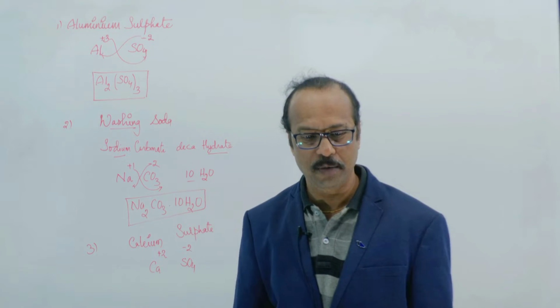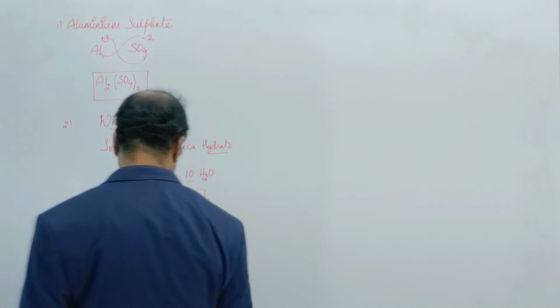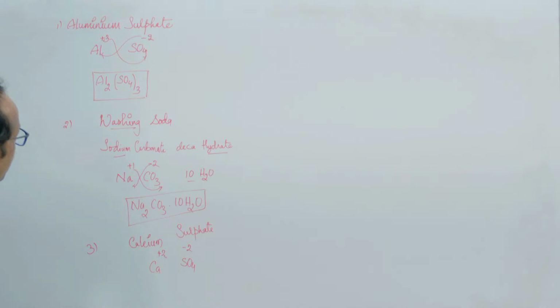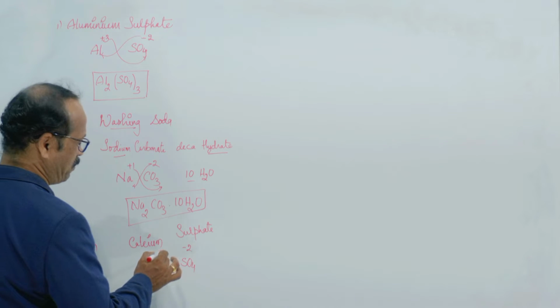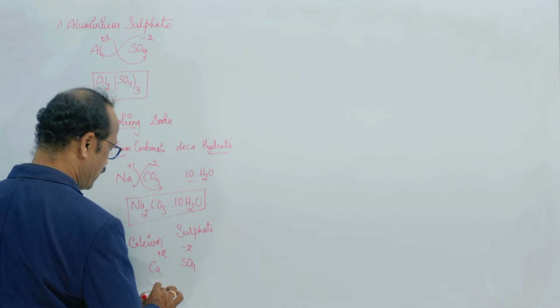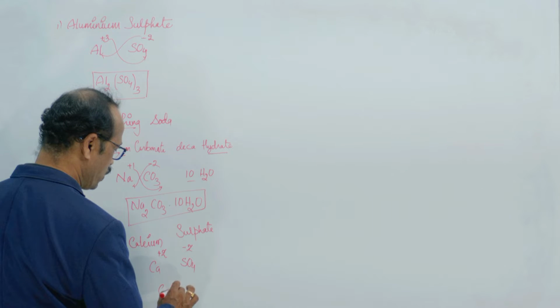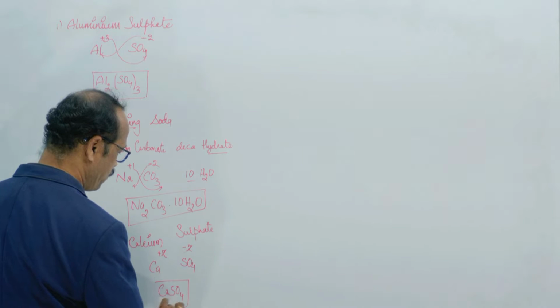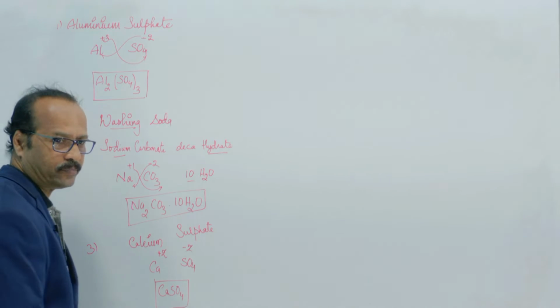See students, like this if you practice, the same words may come repeatedly, so automatically that will be fixed in your mind, right? So in that way you can write here. Generally we crisscross, but here the same numbers are there. When the same numbers are there, you can cancel them. So directly you write CaSO4, which is calcium sulfate. This is the formula of calcium sulfate. Right?